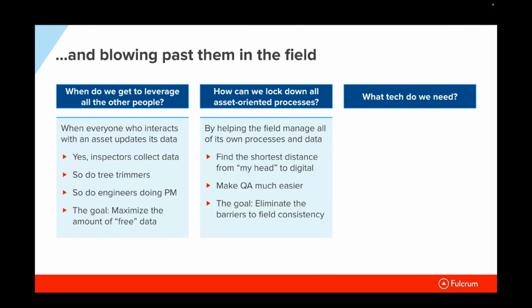We need to find the shortest distance to go from what's in my head to something digital that can be consumed by the rest of the enterprise. And along the way, as we do that, we need to find a way to make QA a lot easier, because once we as an organization have decided how to capture that information and not just have it in your head, then it becomes easier for people to say, okay, this is exactly what I'm expecting. And based on that, I can have automated rules that show me that I'm good. I can have validation rules that prevent bad data from getting in there in the first place.